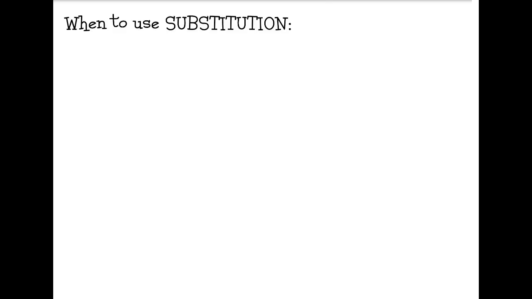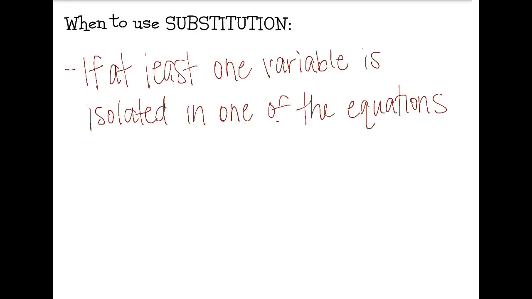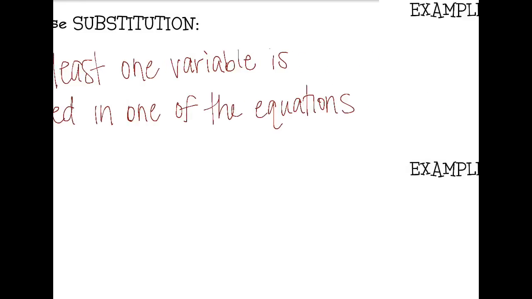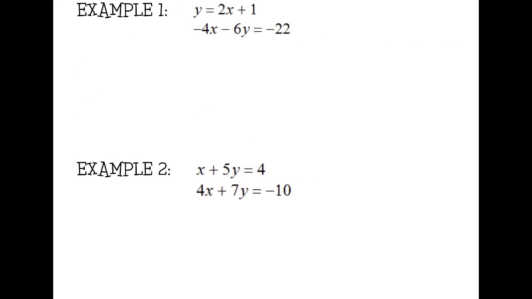There are two different situations where we would want to use it. The first situation is if at least one variable is isolated in one of the equations. And the very first example in your foldable is an example of this. So if I look over at example 1, we can see in that first equation that the y is isolated. So y equals 2x plus 1. We know what the word substitute means.